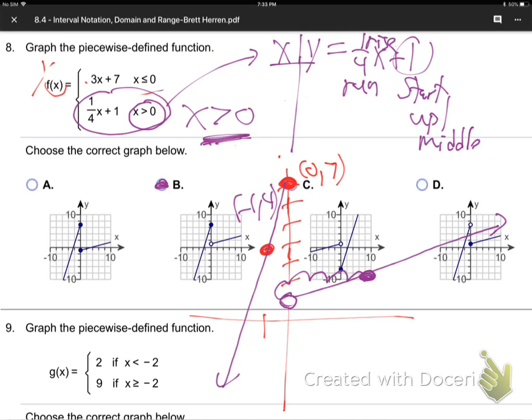Is that making sense? How do you know if it's going to be a solid dot or...? Yeah, good question. Solid dot with the solid bar.